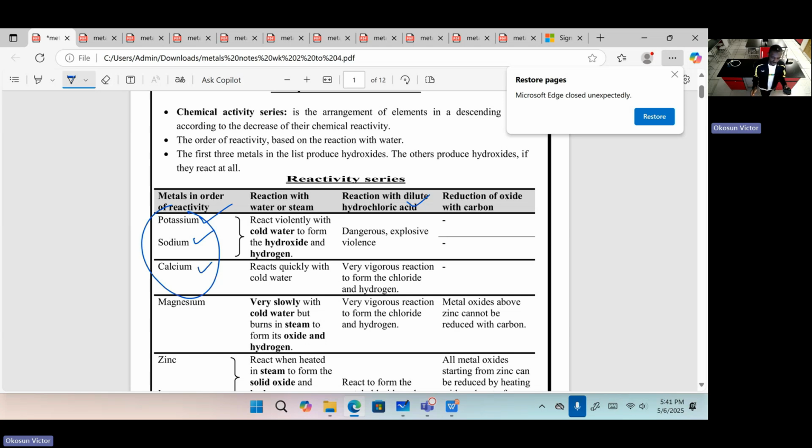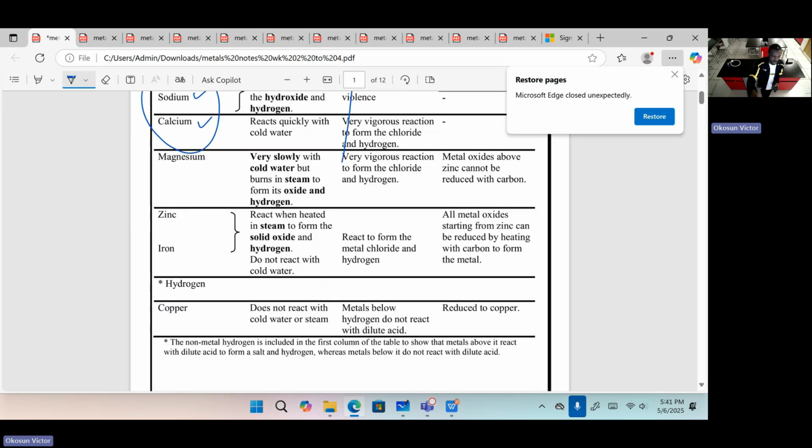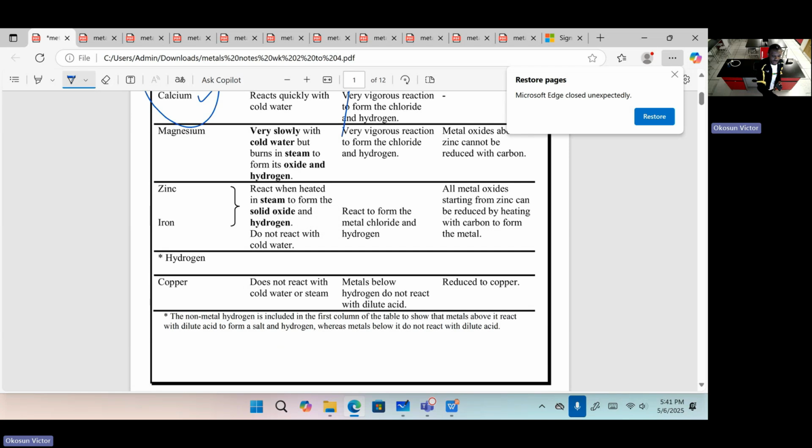While calcium can react with water vigorously but not explosively, magnesium reacts with water very slowly. Now, zinc and iron react only with steam. Zinc and iron do not react with cold water.